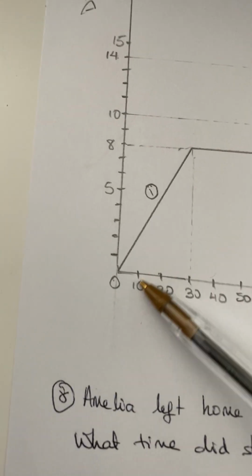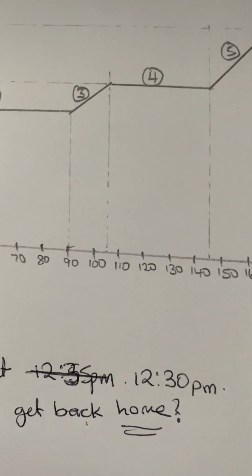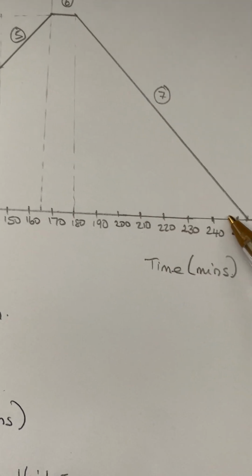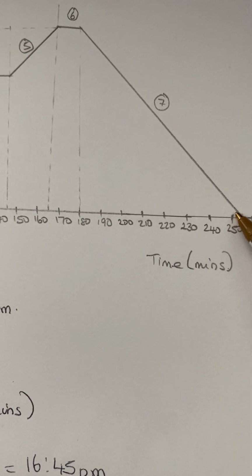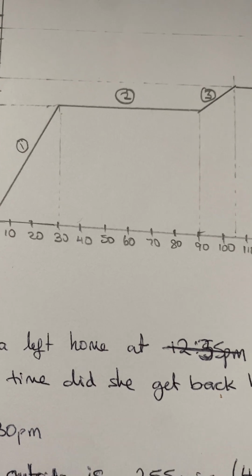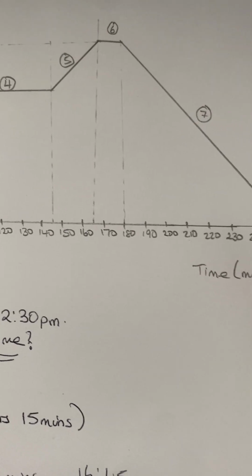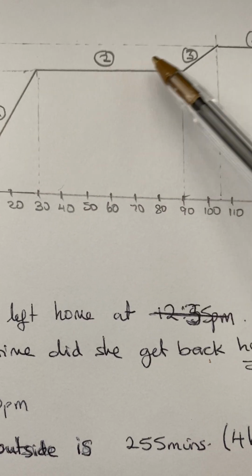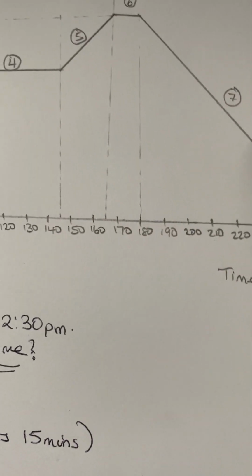Because of that, she had to do extra mileage. At the end of the day, because of coming home under those traffic conditions, she got home quite late. So now this is how you do a travel graph. I've just used all the graphs to explain to you step by step. This is the first part, the second part, the third part, the fourth part, fifth, sixth, and the seventh part.